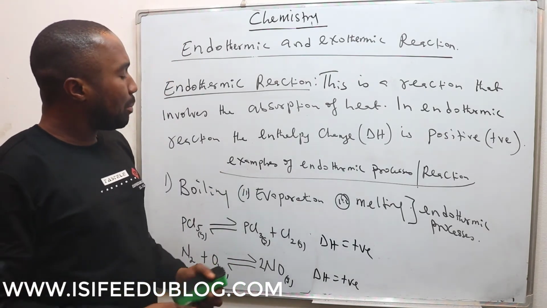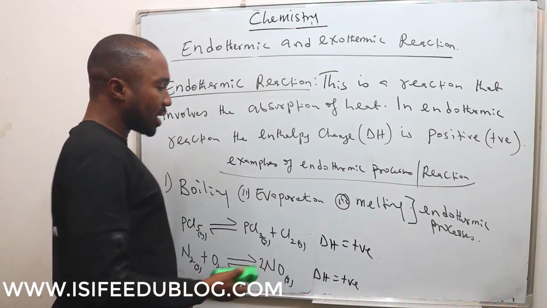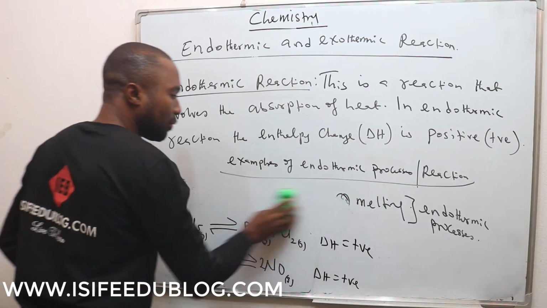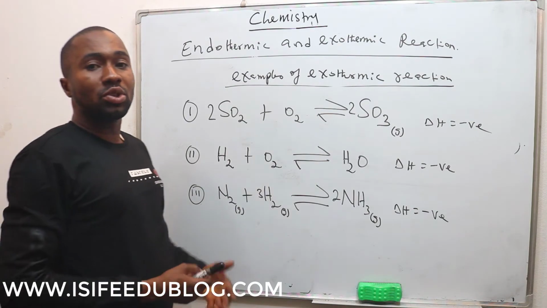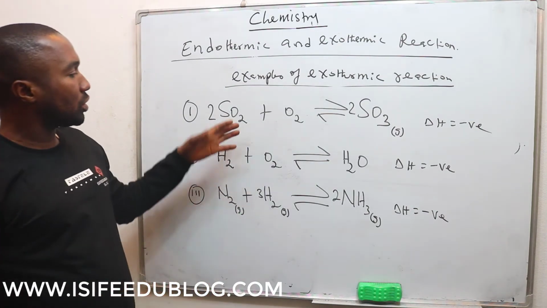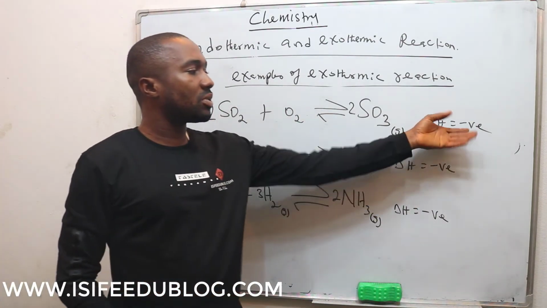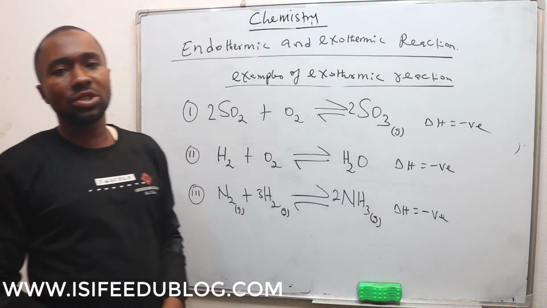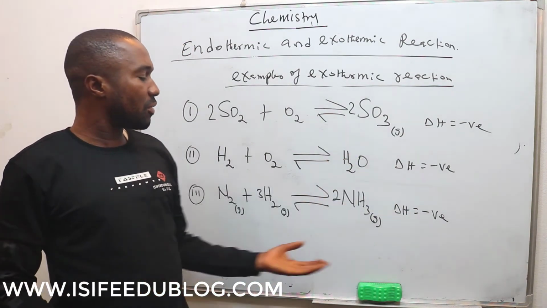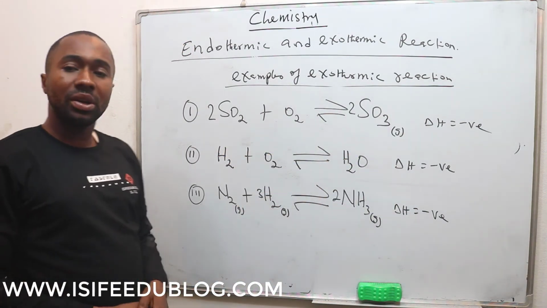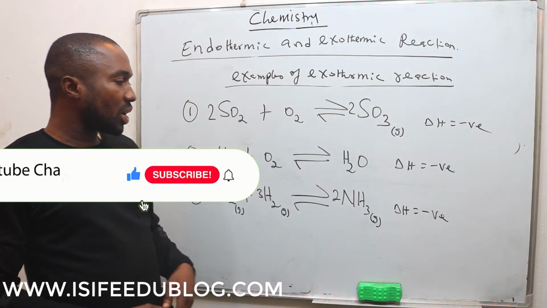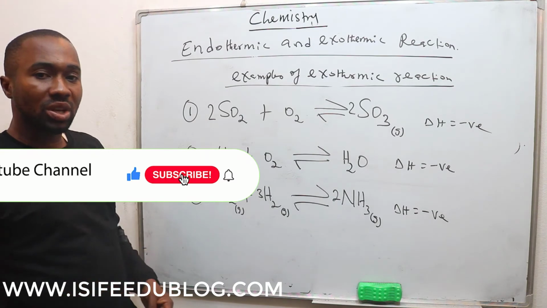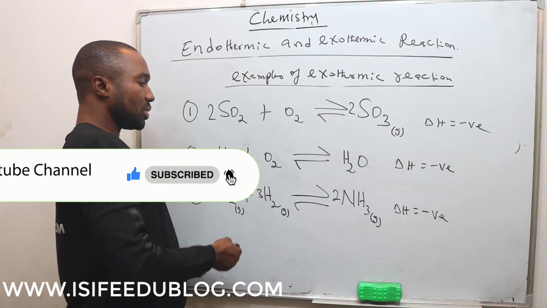And examples of exothermic reaction are the following reactions. So these are the examples of exothermic reaction. In each of them, heat is involved. That is why the enthalpy change is negative. Heat is involved. Even the formation of water is an exothermic process, because the hydrogen combining with oxygen will lead to the evolution of heat.